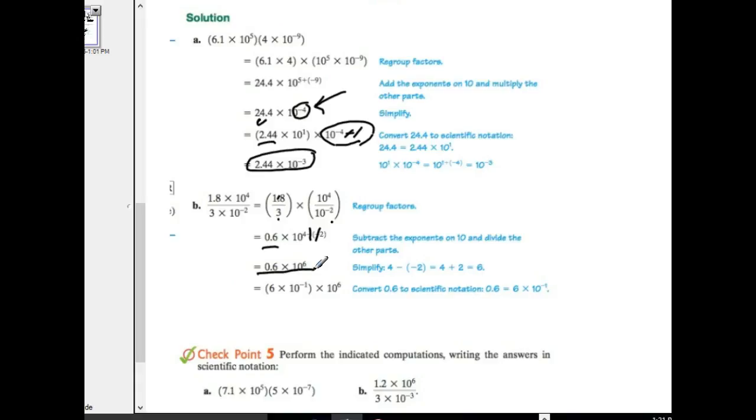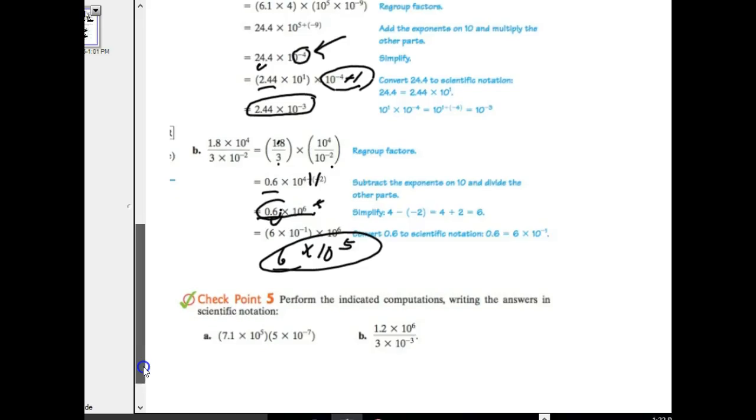However, again, 0.6 is not a number between 1 and 10. So I have to create a number between 1 and 10. So I need to move this one. It's too small right now. I've got to move it to be a bigger number, which becomes 6. But I've got to take one away. Since I made this number bigger, I've got to make this number smaller to even it out. So that's like saying 10 to the negative 1. So it's like taking 1 away from that. So it ends up being 6 times 10 to the 5th power would be my final answer there.